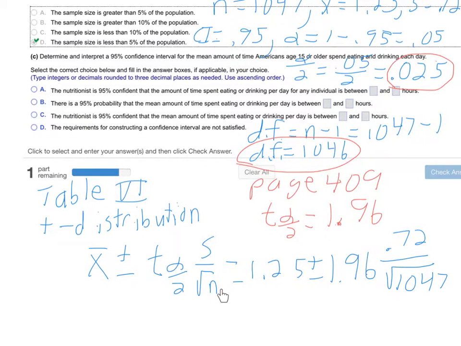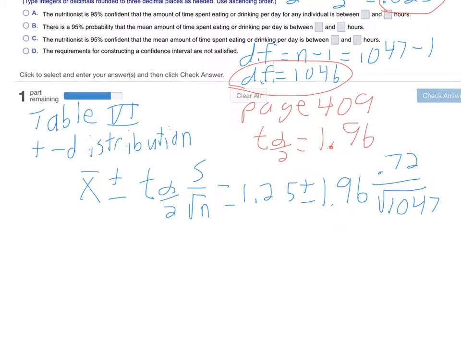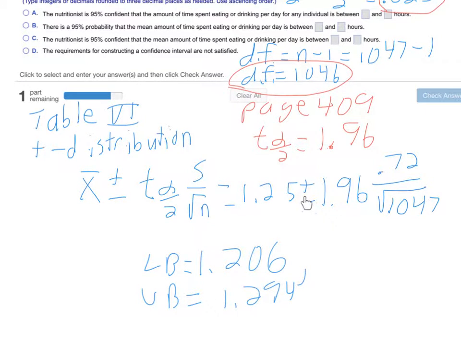So you just need to run this through your calculator. The plus will give you the upper bound, the minus will give you the lower bound. I went ahead and calculated those. When I punched it in my calculator, for the lower bound I got 1.206. They say go to 3 decimals. And for the upper bound, I got 1.294. You just need to put these in the calculator.